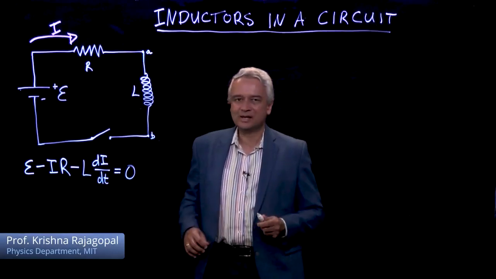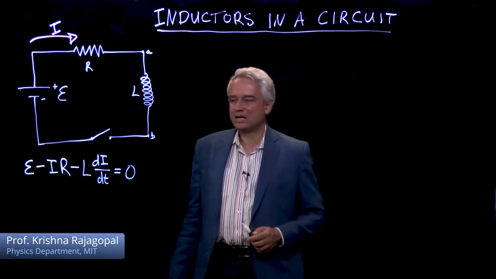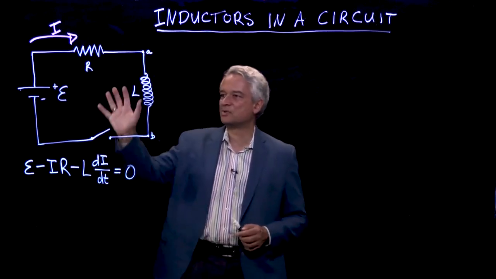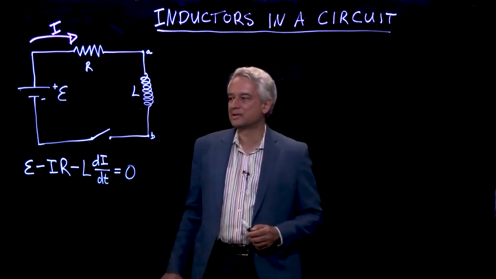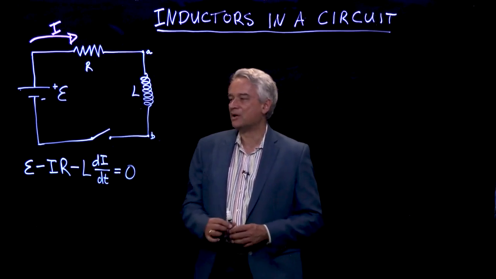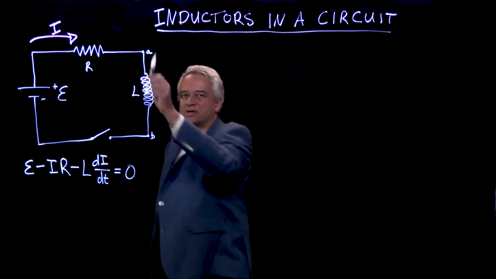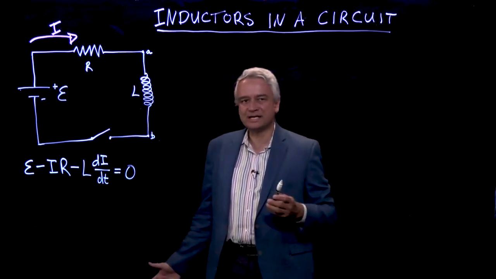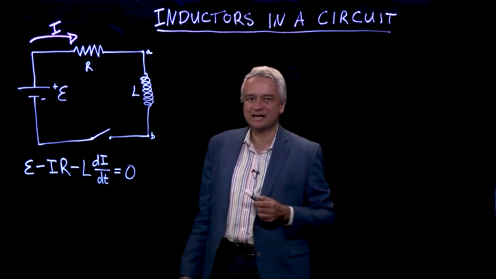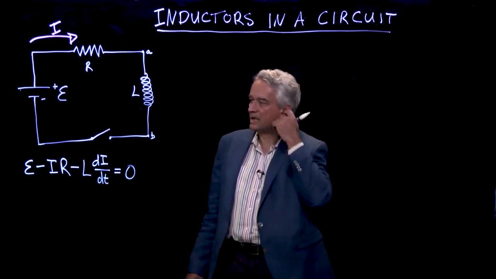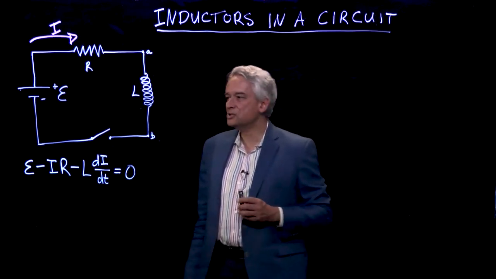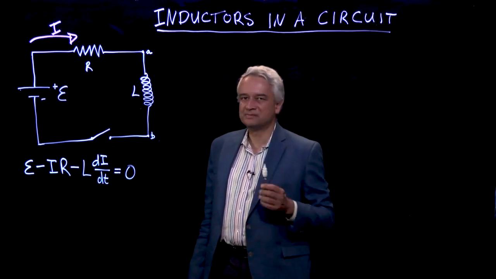So in the last video, we set up our analysis of this circuit with a resistor and an inductor in it. Let's remember how this worked. We chose a direction for the current. That was an arbitrary choice. It was a sensible choice, but it was arbitrary. If I had made the other choice, at the end of the day, I'd have a solution that would have the opposite sign.